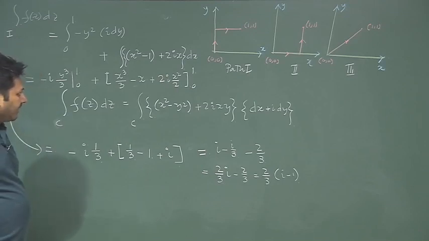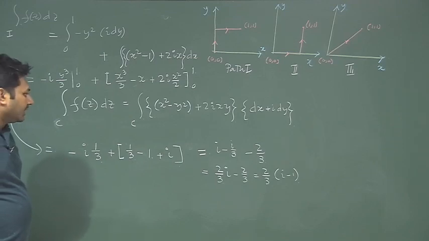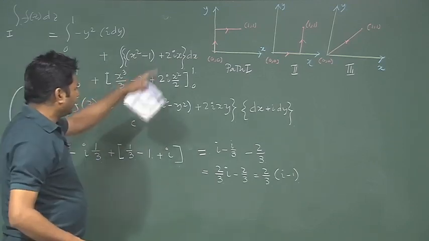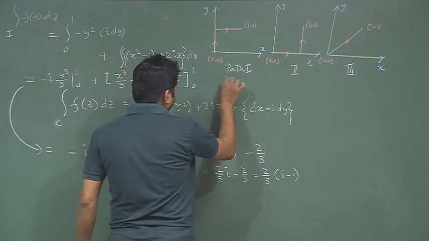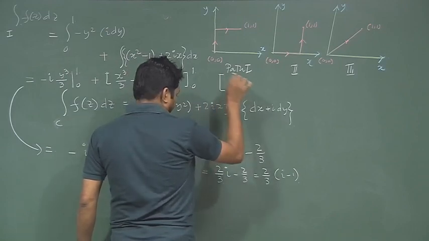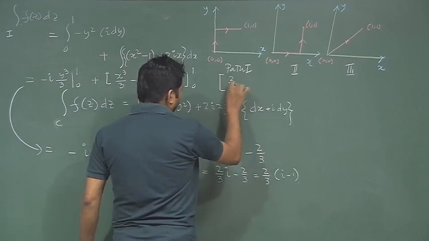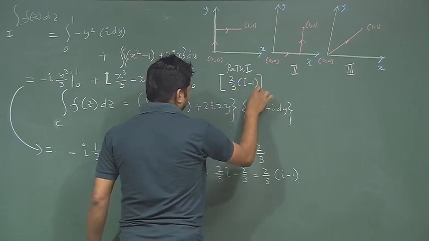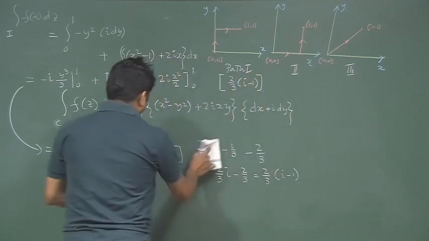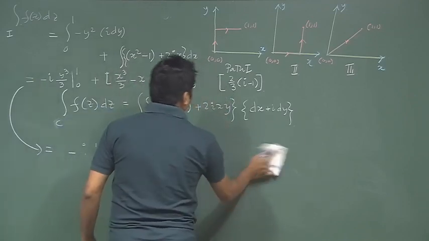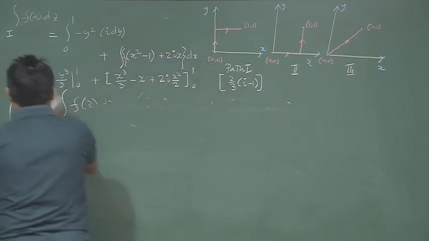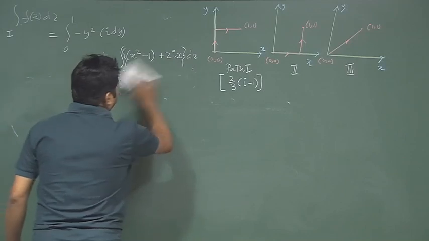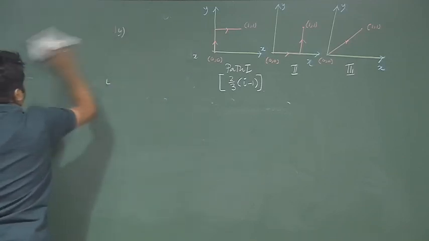So, let me write down the value. I will do that for the other paths. For this path, the value of integration, I write it here, it is 2 by 3 i minus 1 for path 1. Okay, I will do the same thing for path 2 and so on. So, let me erase these things and put it somewhere here, so that it will be easier.